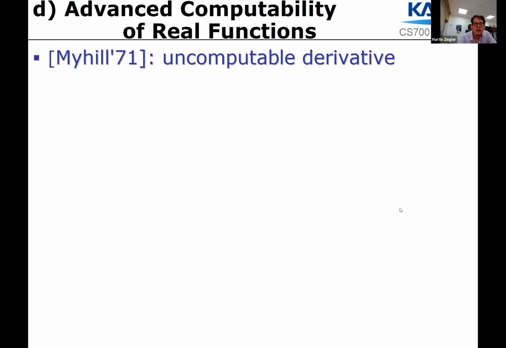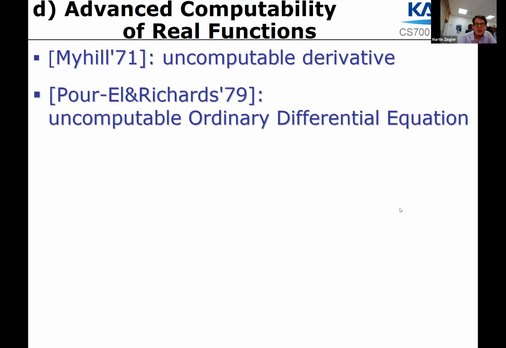That's the same Myhill from the Myhill-Nerode theorem, and in 1971 he proved that the derivative of continuously differentiable functions is an operator which maps computable to, in general, uncomputable functions. 1979 is about ordinary differential equations, computable ordinary differential equations, where all solutions actually are not computable. That's Pour-El and Richards.